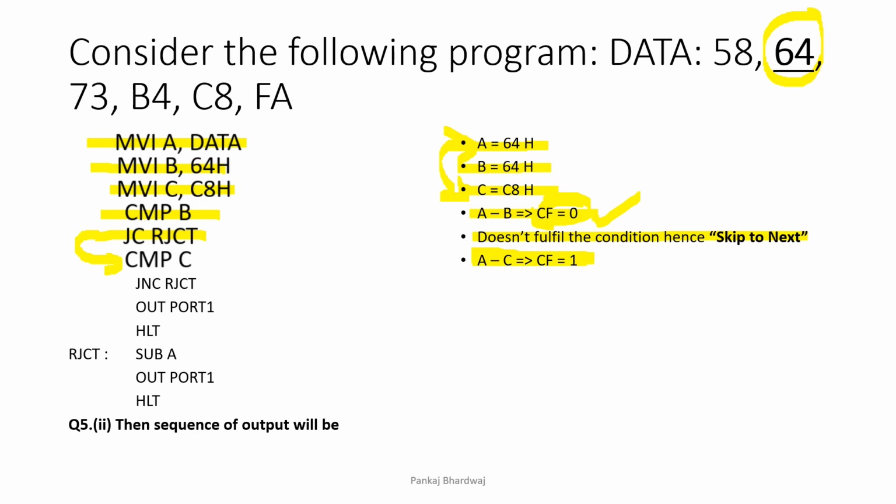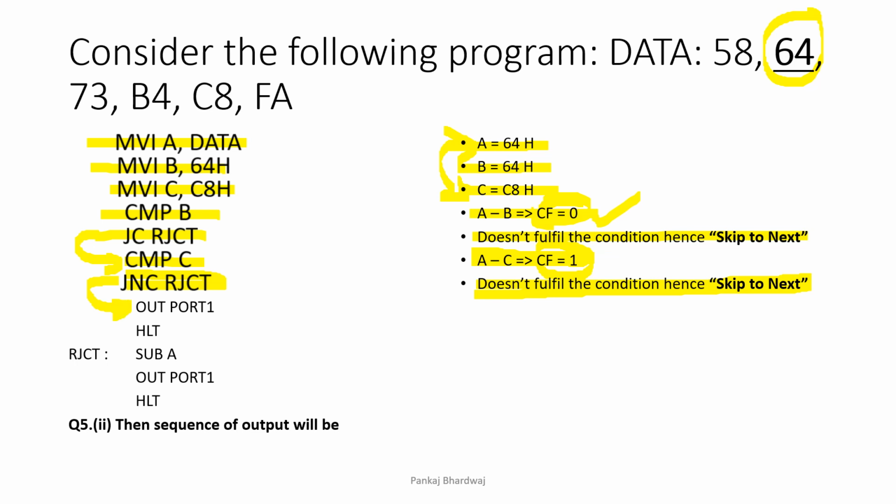And here 64 is less than C8, that means carry flag is set. So carry flag is set, that means in the next instruction we have JNC, jump on no carry. So jump on no carry, that means again this condition is not fulfilled. So again it comes back to the next instruction.